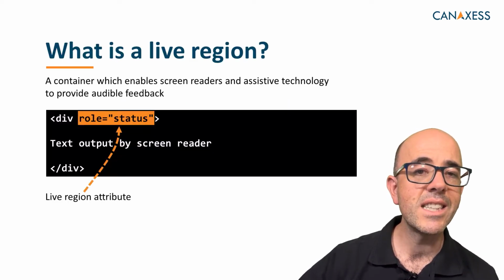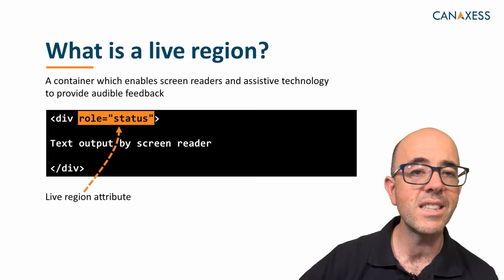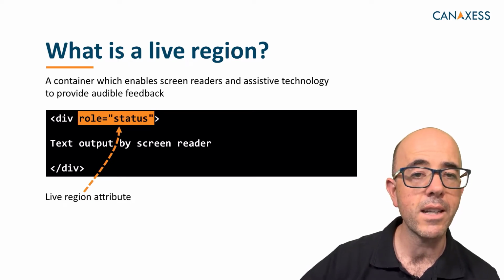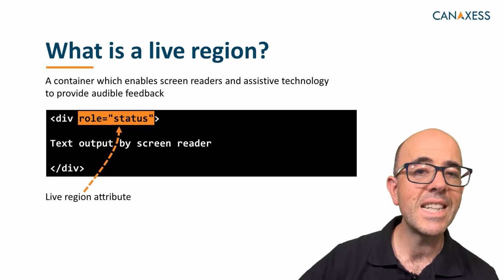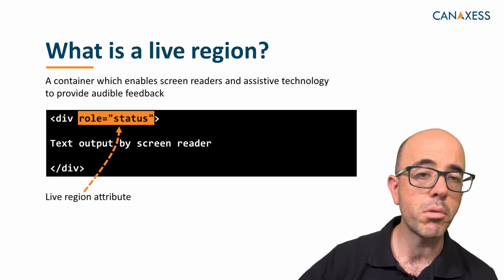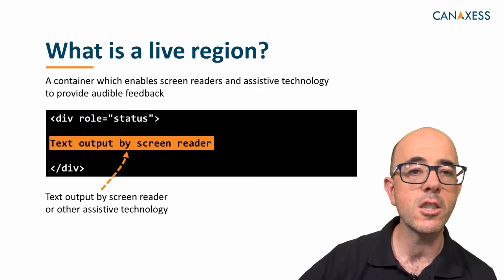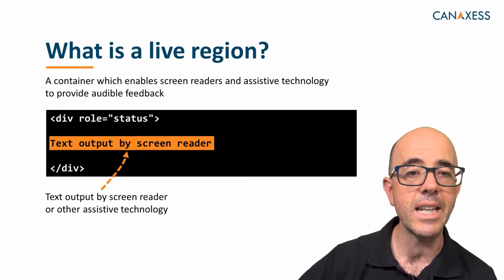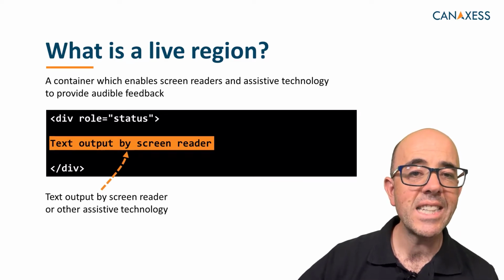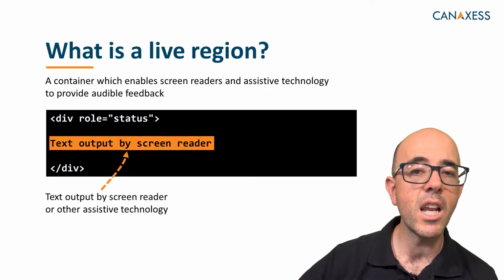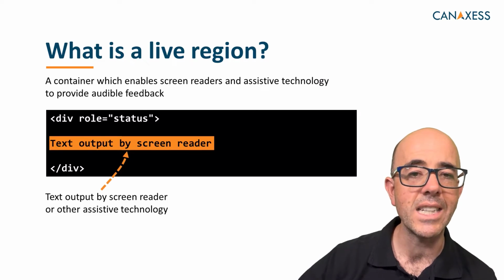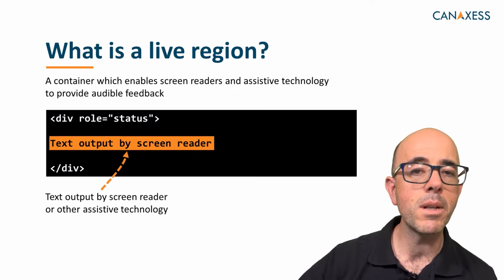A live region is a container which enables screen readers and assistive technology to provide audible feedback. The way a live region works is a container on the page is marked up with an appropriate role, where content is injected into the live region which triggers the screen reader to output whatever is in the container. There is no dedicated ARIA authoring technique for describing the loading state of a page, as it's not necessarily that difficult to create, but there are two possible approaches to take. Use a live region with a role of status or a role of progress bar.